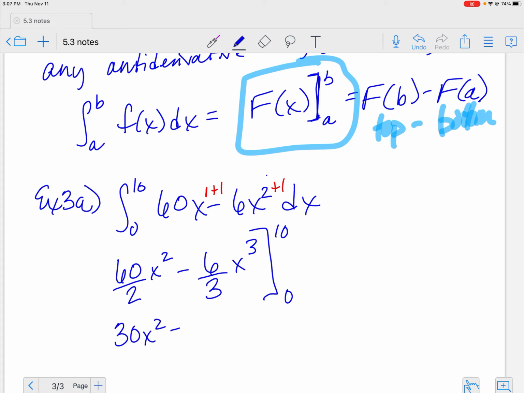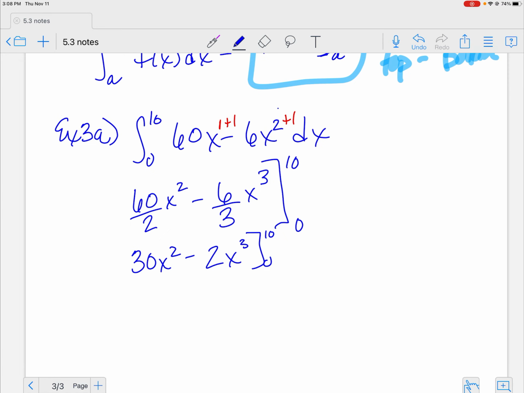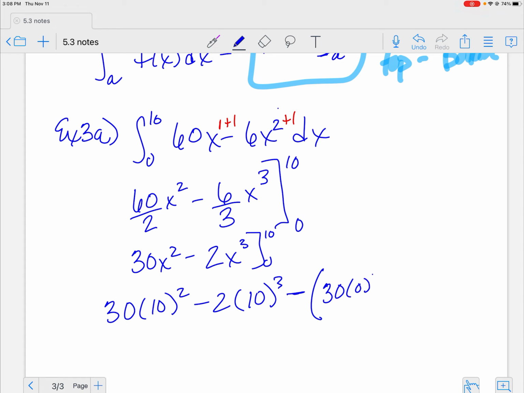I've got a 30x squared minus a 2x cubed evaluating from 0 to 10. Top minus bottom. So we've got 30 times 10 squared minus 2 times 10 cubed. That's putting the top in there. Minus, minus, minus. I'm subtracting this whole thing. So I've got 30 times 0 squared minus 2 times 0 cubed.